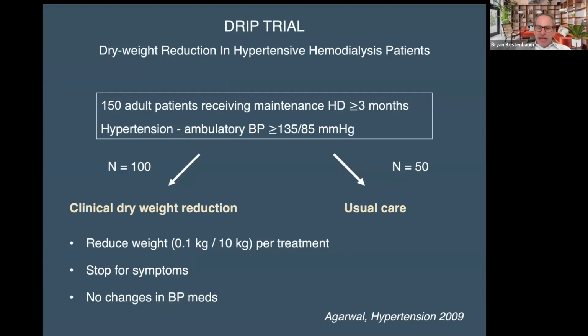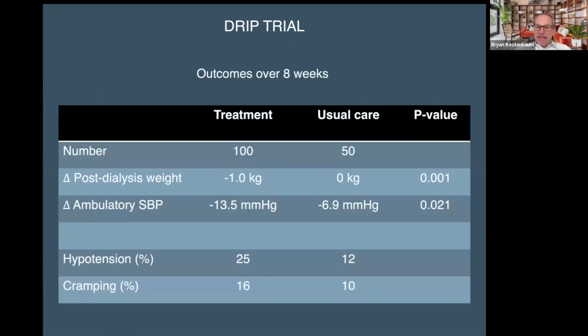And they did not change the length of the dialysis treatments or slow things down or change blood pressure meds. They did finally achieve some difference in dry weight. There was a 1 kilogram reduction in dry weight in the treatment group compared to the usual care group, and a 6.6 millimeter of mercury difference in blood pressure by the end of the study at 8 weeks. But there were more hypotensive episodes, as you can imagine, in the treatment group and more symptoms. How this balances in terms of contributing to overall patient health outcomes that affect how patients feel, function, or survive, was not assessed.